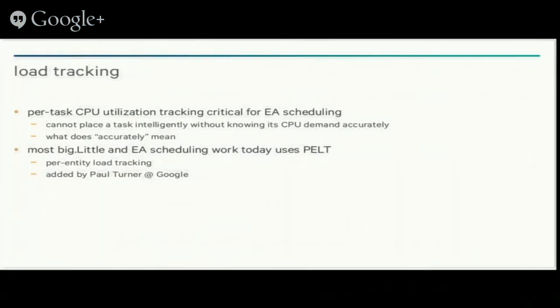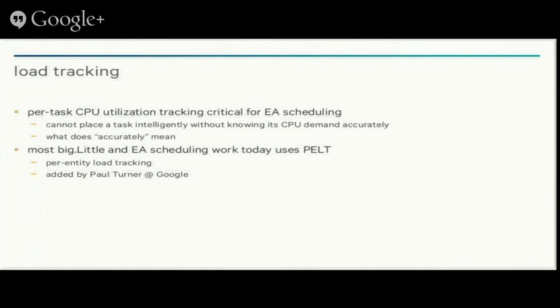So the first of the four technology areas I'll talk about is load tracking. As Morten already mentioned, per-task load tracking is a critical piece for energy-aware scheduling. Obviously, the scheduler can't really do anything intelligent if it doesn't know how much CPU demand a task is exerting. So we know we need to do that accurately. We need to have good per-task information.